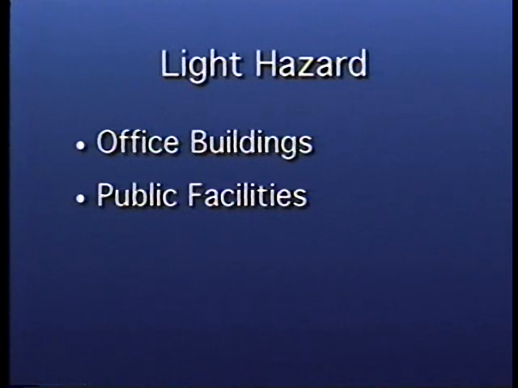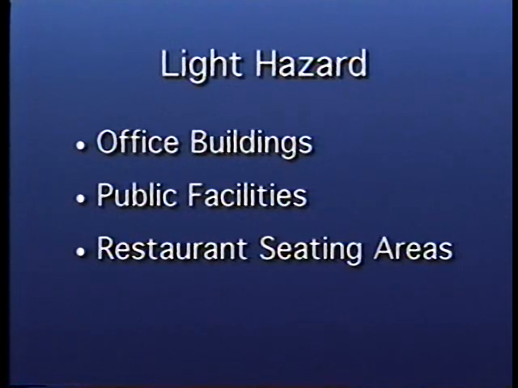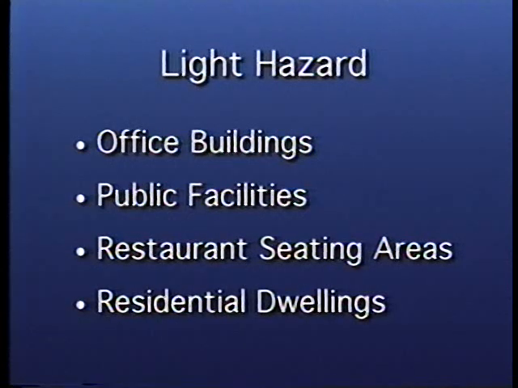Fire sprinkler systems are designed to protect 4 basic classifications of hazards. We will review this topic in greater detail in Tape 2. For now, here are the 4 hazard classifications. Light hazard. This category includes applications where the relative combustible load and potential rate of combustion is less. Office buildings, public facilities such as restaurant seating areas, and residential dwellings are examples of light hazard occupancies.